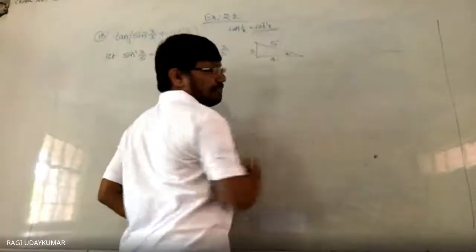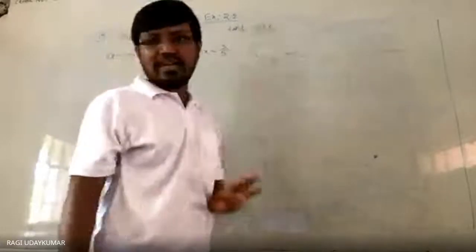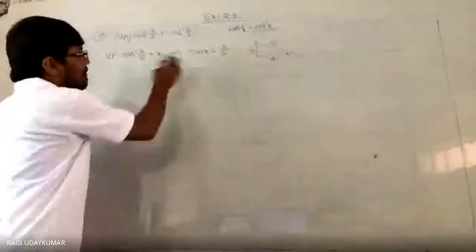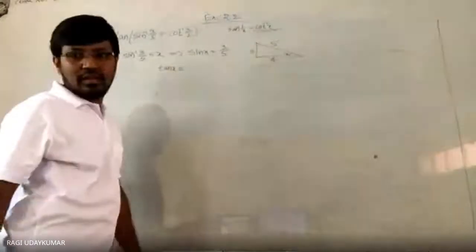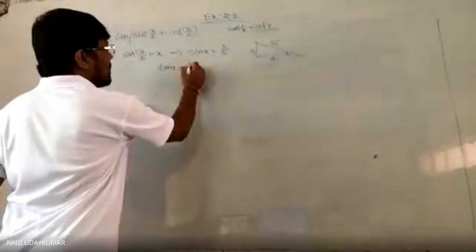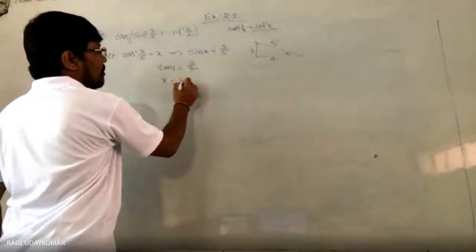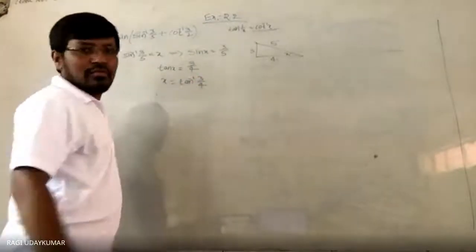So let us take this one as a 4. We'll get 4 only because 3 square plus 4 square equals 5 square. Now from this you can write any trigonometric ratio. Demanding tan. So tan x is equals to what will it be? Opposite by adjacent. So 3 by 4 it will be. So from this you can say that x is equals to tan inverse of 3 by 4.